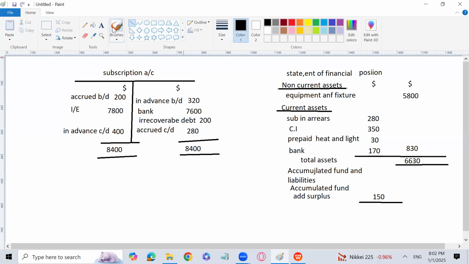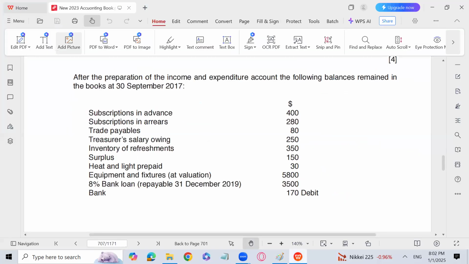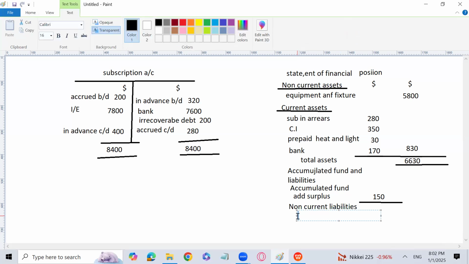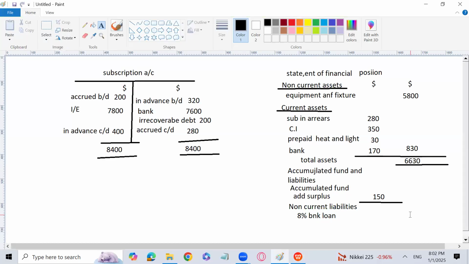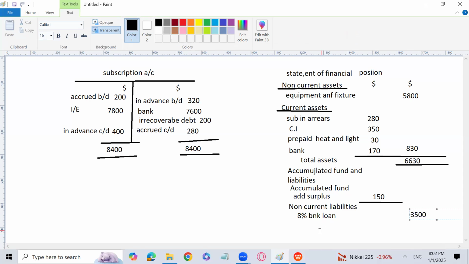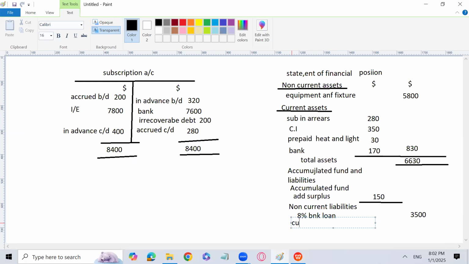Okay. Then I'm going to write the non-current liability section. So I will write non-current liabilities. Non-current liabilities, we will write 8% bank loan, 3,500. So I will write here 8% bank loan, that is 3,500. Right? Next, let's see. Trade payables are given. There is no other non-current liability. So I will write current liabilities.